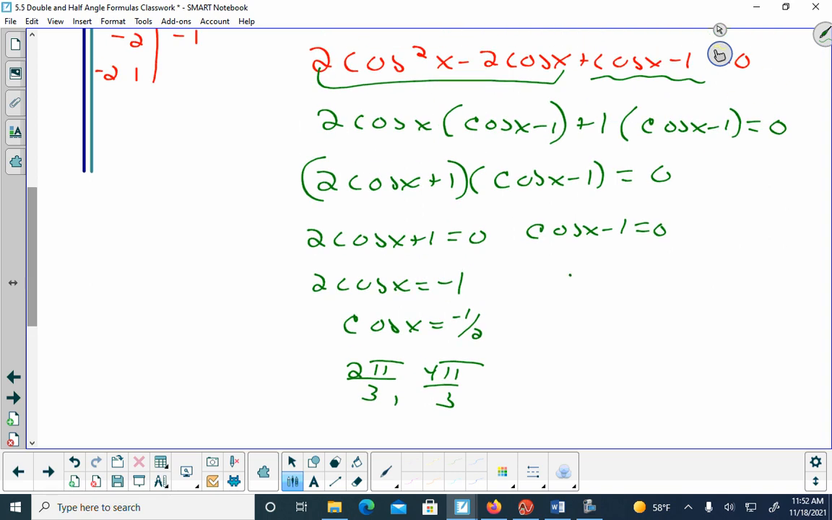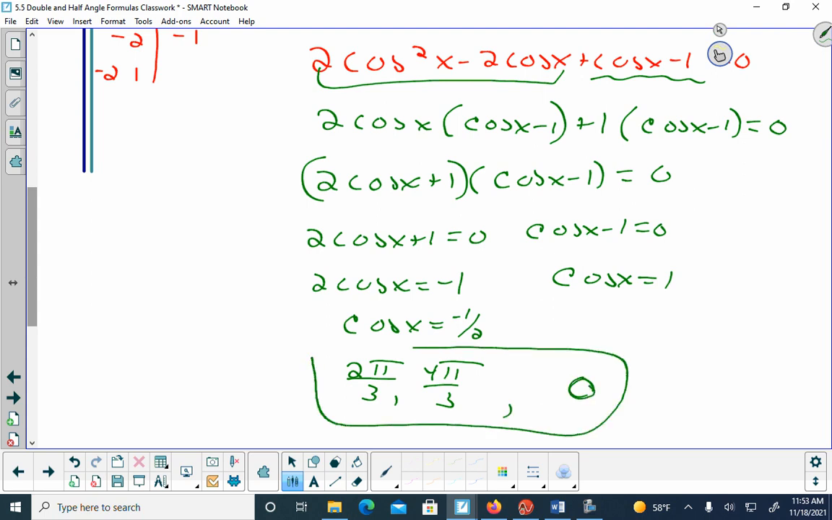Over here, the cosine of x, add 1 to both sides, is equal to 1. When is the cosine x equal to 1? And that's 0 and 2 pi, but I'm just going to write 0. And these are my 3 solutions.